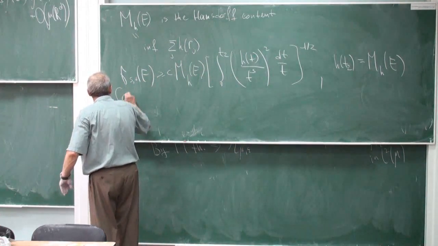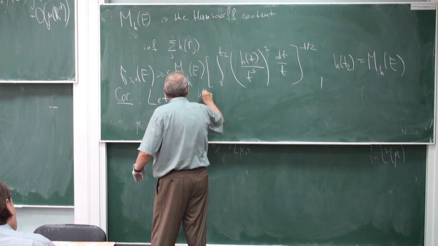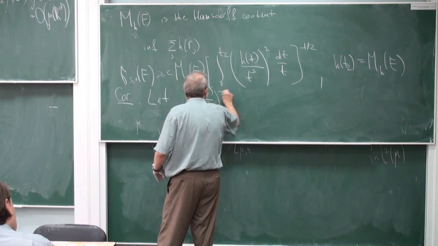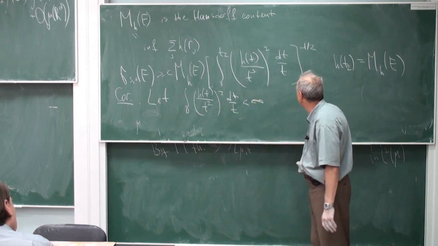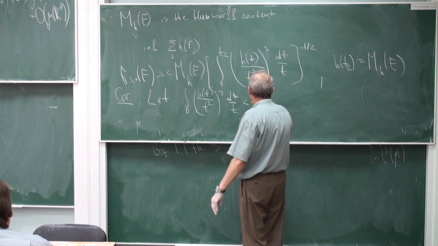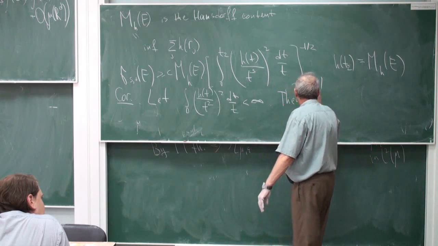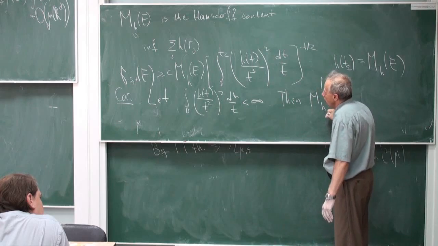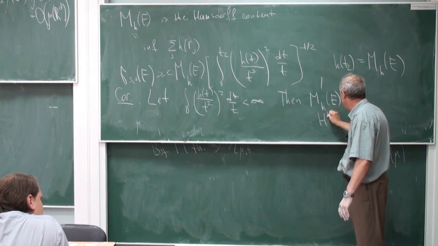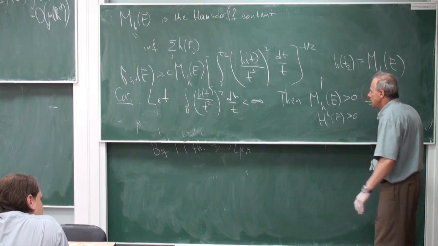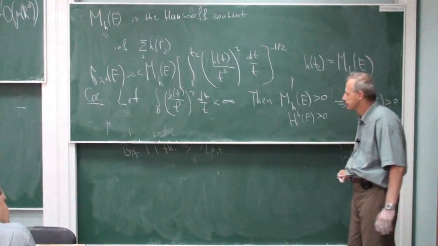So, corollary. Let the integral of h of t over t to the power s, squared, dt over t, converge in some neighborhood of 0. Then, well, I can write Hausdorff content or Hausdorff measure, it's the same, h of E positive implies that gamma s plus capacity is positive.